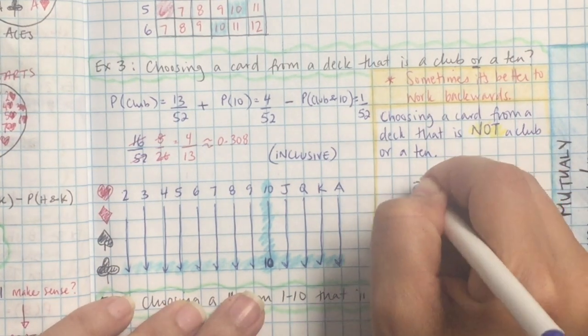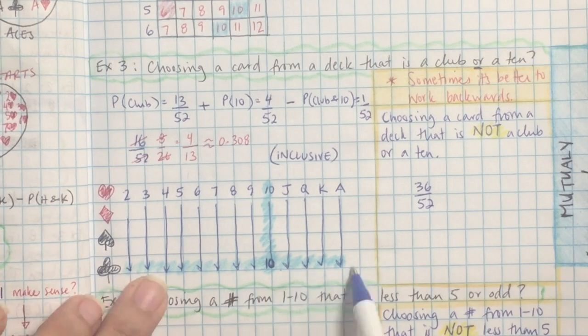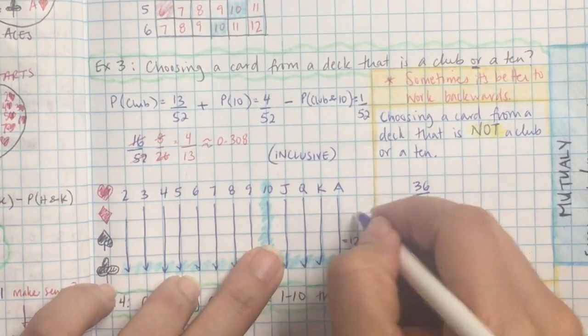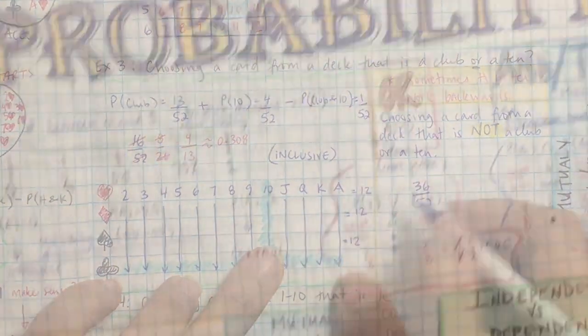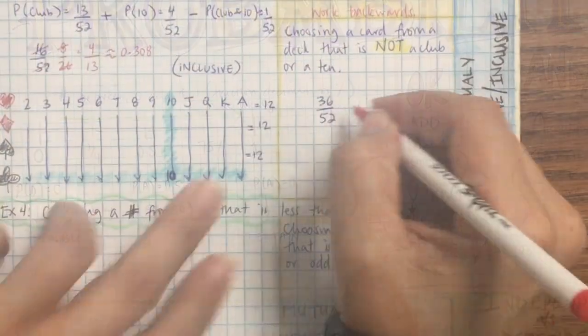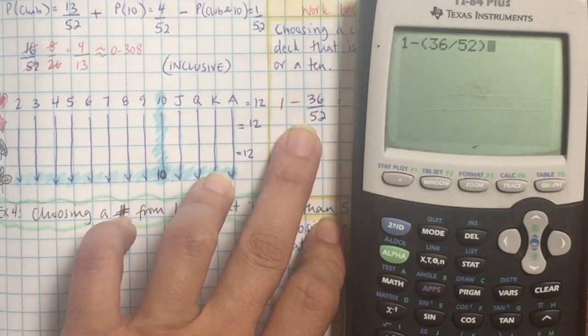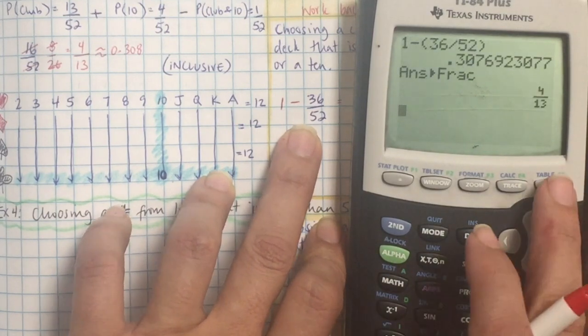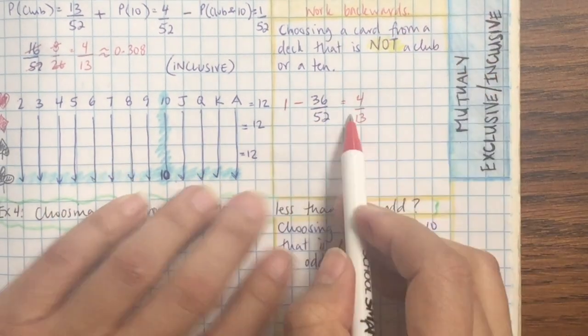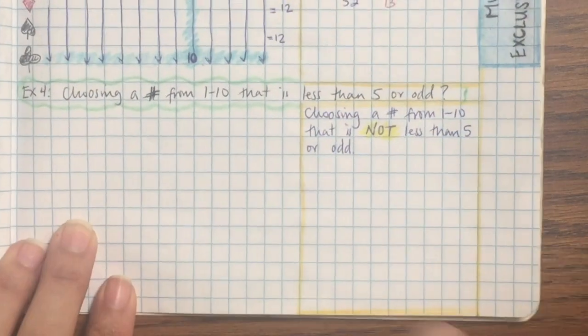You get 36 out of a possible 52, because each row originally has 13, but minus the 10s that we don't want, so that makes 12. And then we subtract that number from 1, because 1 is the probability it definitely happens. So if I subtract what I don't want, I'm left with what I do want. I still get the 4 over 13 answer. So there are 2 ways you can do it.